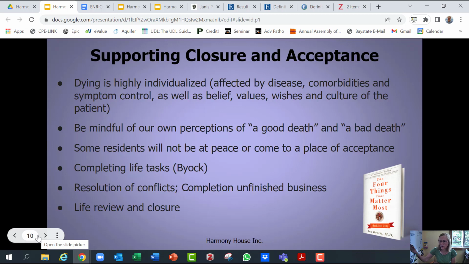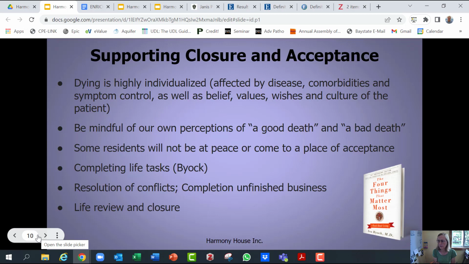This book from Ira Byock called The 4 Things That Matter Most is where he suggests that we encourage things like saying thank you to people, asking or giving forgiveness for things, saying I love you, those sorts of things. And if those are possible, certainly those are beautiful and welcome. But it's also important for us to recognize that that may not be possible for everyone. So we want to be open to it, provide support around it, but also not be judgmental or disappointed if it doesn't happen.